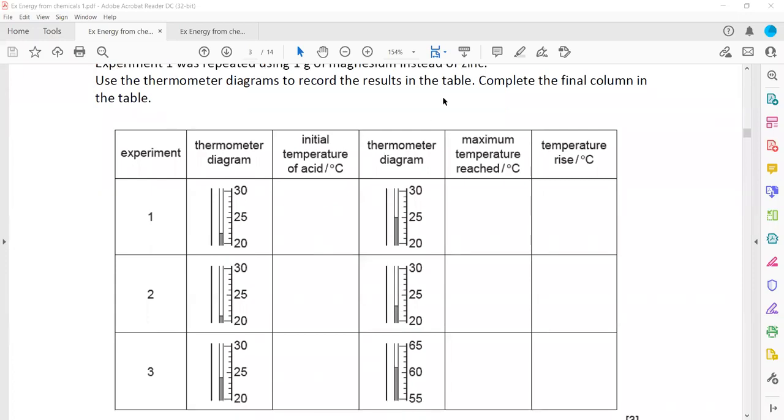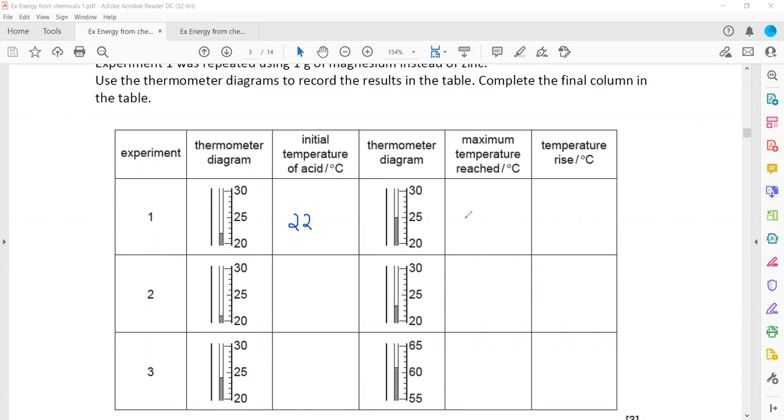Use the thermometer diagram to complete the final column. You can use the screen annotation to complete this. What is the thermometer reading initial? This is 20, 21, 22. The first one I did, I want to complete the column. You don't have to write degree centigrade, because it's already mentioned, you just have to mention the number.